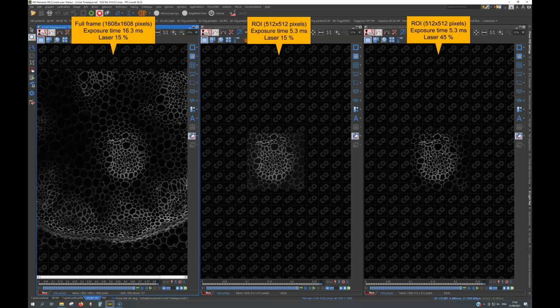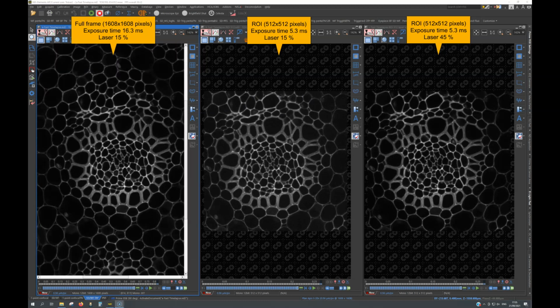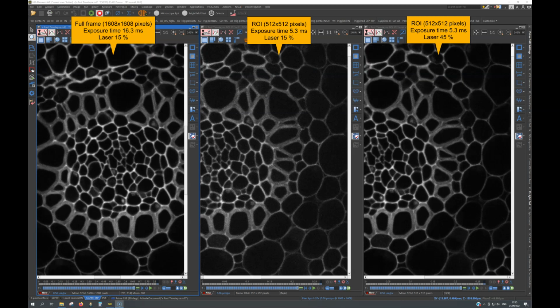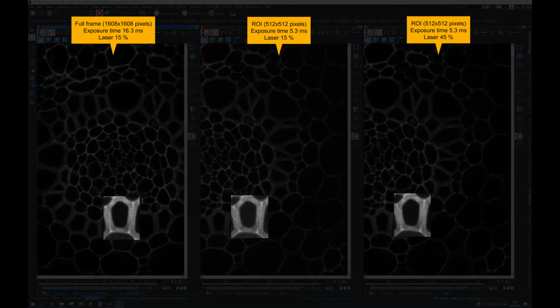To the left, we have our full frame image. In the center, our first RI acquisition, and to the right, the RI acquisition with 3 times the laser power of the other images. You can see that the right-hand image is of better quality than the center image, and almost as good as the left-hand image. If we zoom in on the structure, this becomes even more obvious.